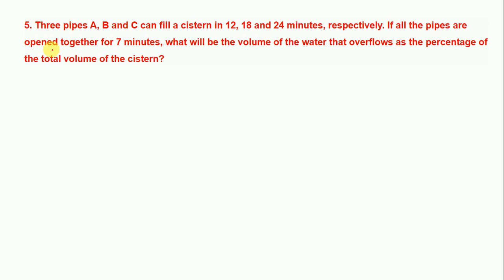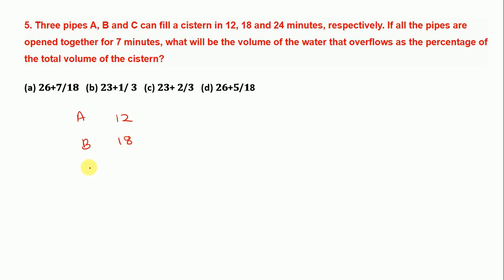Now question 5th. 3 pipes A, B and C can fill a cistern in 12, 18 and 24 minutes respectively. If all the pipes are opened together for 7 minutes, what will be the volume of the water that overflows as the percentage of the total volume of the cistern? First of all, time taken by A is equal to 12, time taken by B is equal to 18, time taken by C is equal to 24 minutes.